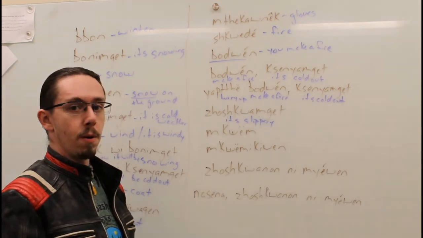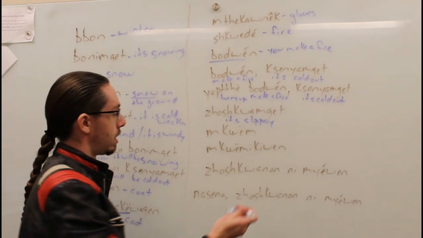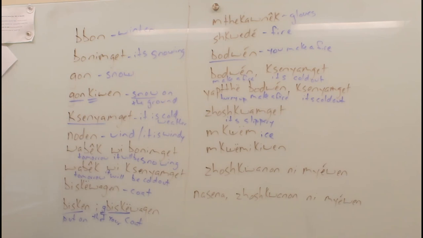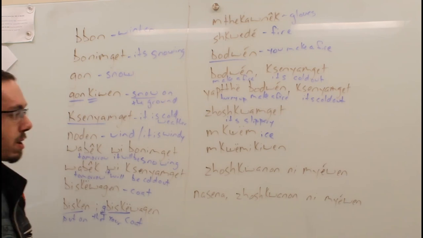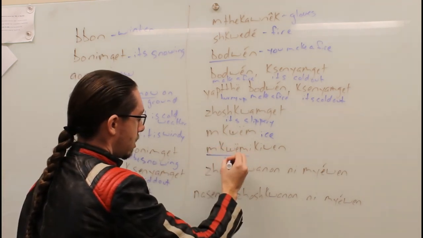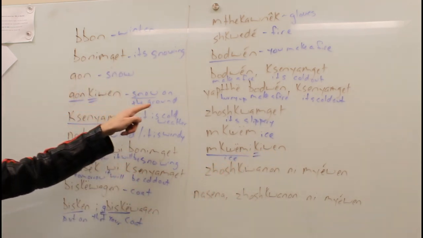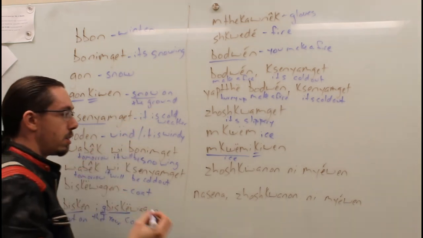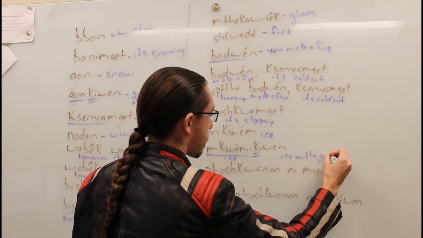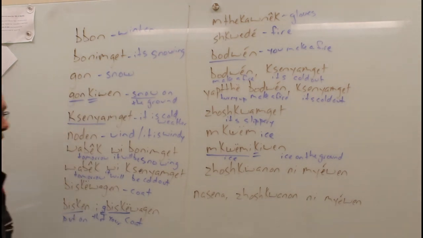Next one. Mquum is ice. Mquum. Ice. Mquamikiwan. So we have ice. Again, we have that ki. If you go back here, ki refers to on the ground or on the earth. There's ice on the ground. Or it's icy. It's icy on the earth.